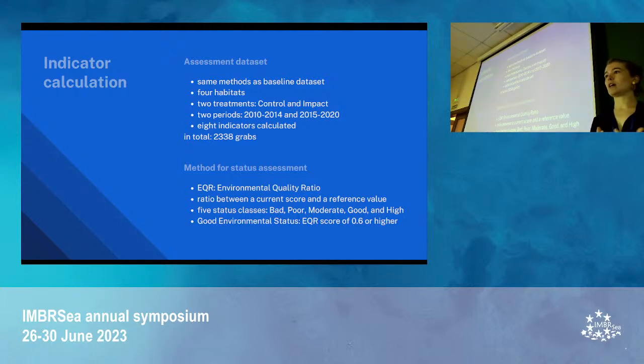Before we look at some of our results, I need to tell you about environmental quality ratios, or EQRs. This is a ratio of an assessment value for an indicator over a reference value. The range of EQR possible values, usually between 0 and 1, can be divided into five status classes: bad, poor, moderate, good, and high. The good environmental status we're looking for in the MSFD usually corresponds to an EQR score of 0.6 or higher. So now we're going to dive into some results for the Abra Alba habitat for eight different indicators.